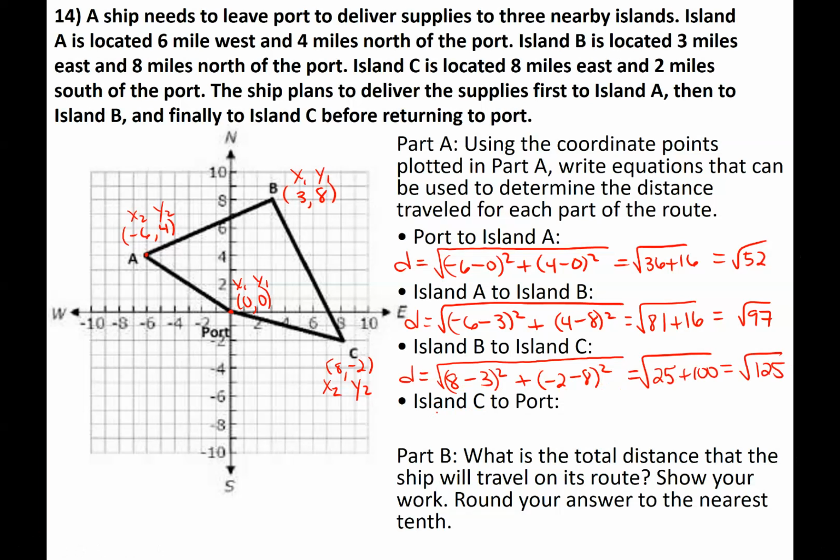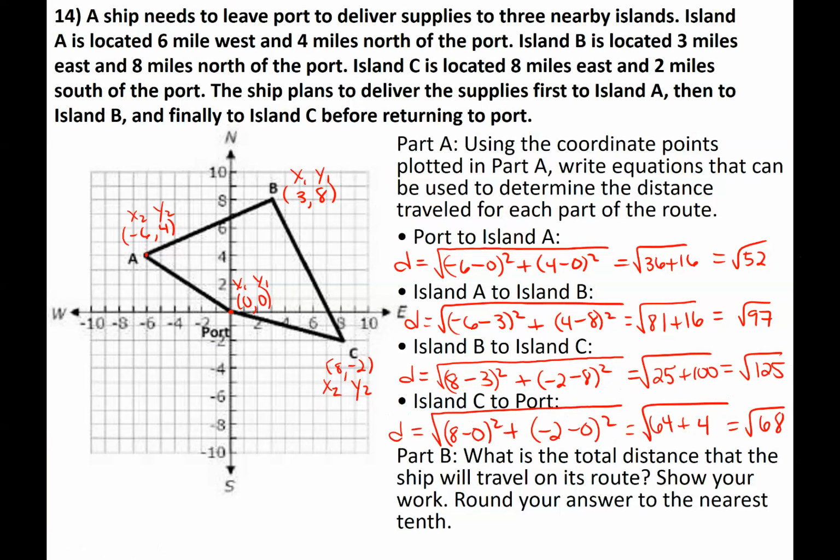On to the last part here, the island C to the port. If I use the labels I already have, and distance formula, let's go. We have 8 minus 0 squared plus negative 2 minus 0 squared equals, let's see, 8 squared is 64. Negative 2 squared is 4. Add them together, we get root 68.